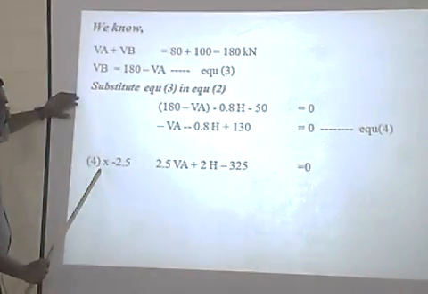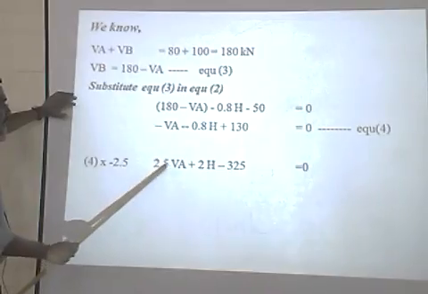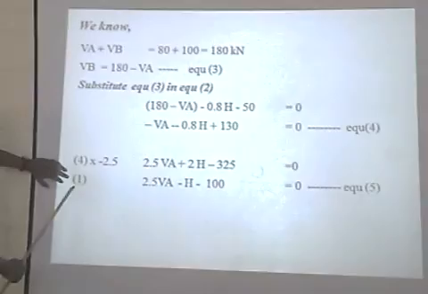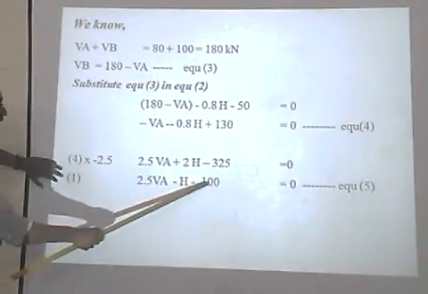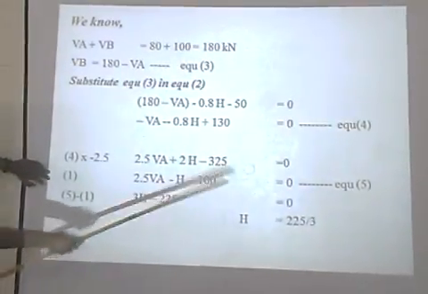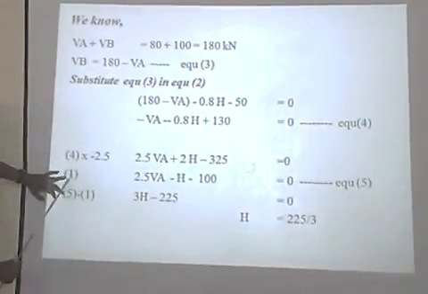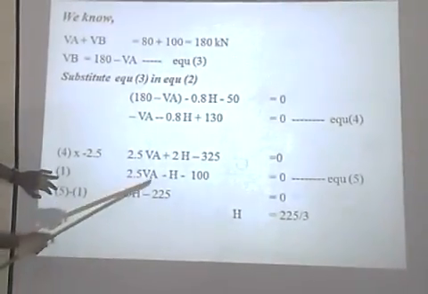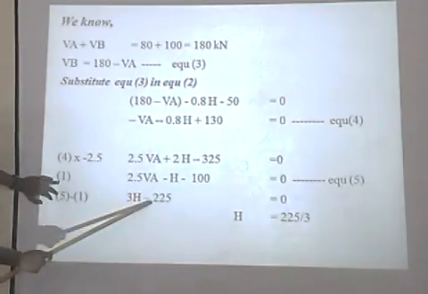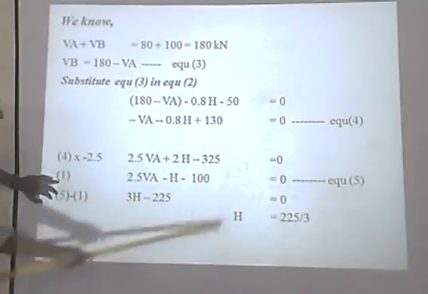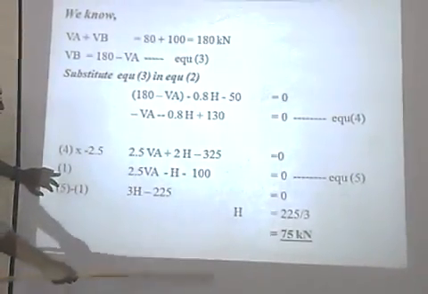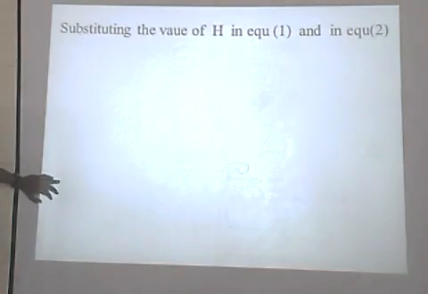And multiplying equation number 4 with minus 2.5, we will be getting 2.5 VA plus 2H minus 325 is equal to 0. Let us call this equation 5. And equation 1 is 2.5 VA minus H minus 100 is equal to 0. Now let us subtract equation 1 from equation 5. Once we subtract, we will be getting 3H minus 225 is equal to 0. As a result, H will be equal to 225 by 3, and the value of the horizontal reaction will be 75 kilonewton.